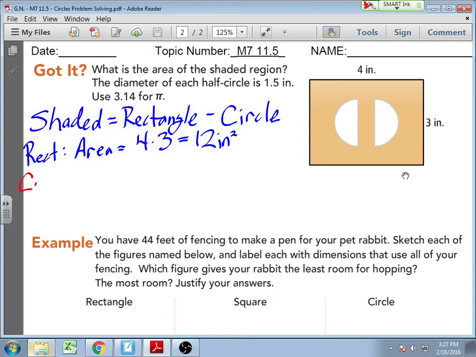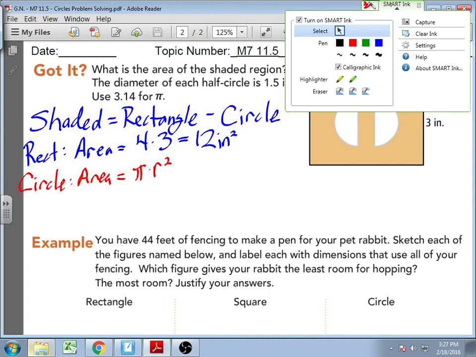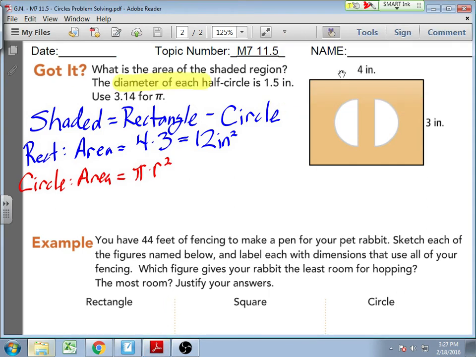So now I'm going to do my circle area. My circle area I know is pi r squared, but now that gets a little difficult. I have to look back to the problem information. It tells me the diameter of each half circle is 1.5. Question? That's circle colon area, and this one is rect, an abbreviation for rectangle. Oh, okay.